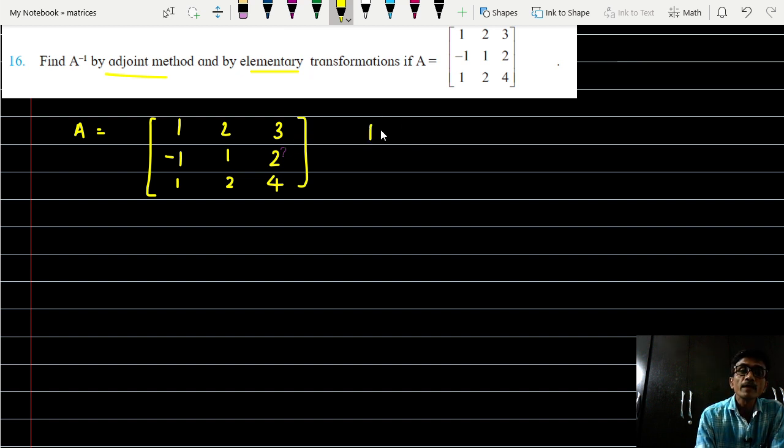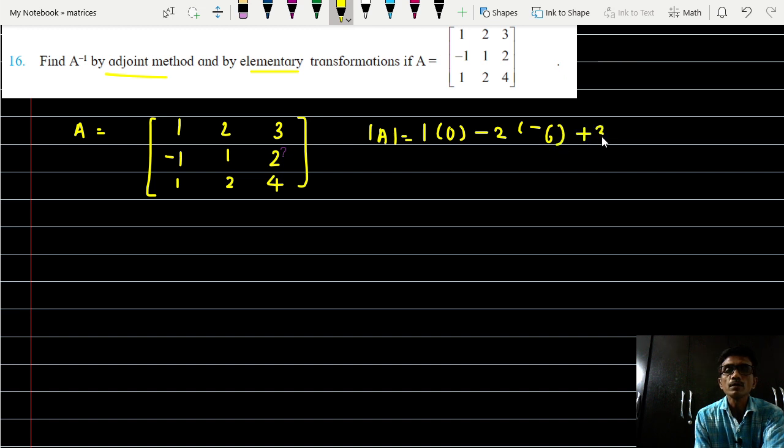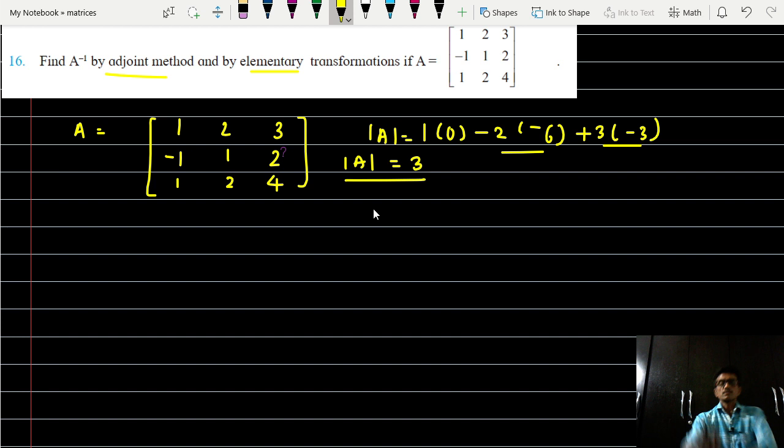सबसे पहले हमको डिटरमिनेंट फाइंड करना है. इसका डिटरमिनेंट आएगा 1 into 4 - 4 is 0, then -2 into here -4 -2 that is -6, plus 3 into -2 -1, that is -3. This is what 12 और ये -9, 3 आएगा, 0 आएगा. डिटरमिनेंट ऑफ A is equal to 12 - 9 that is 3. So determinant is this. After that find all cofactors.